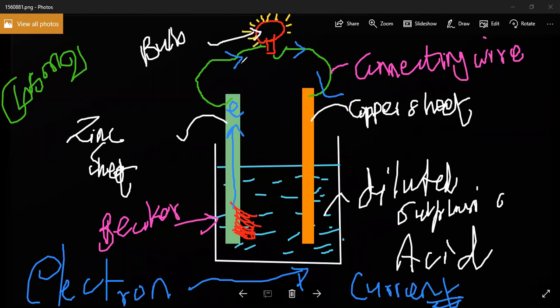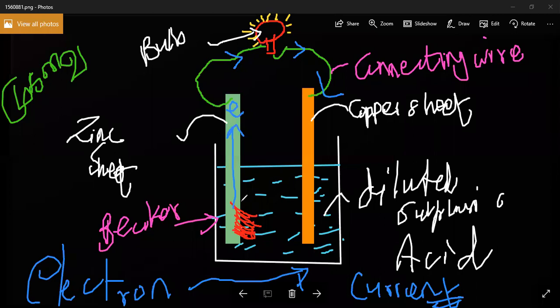Bulb என்ன செய்யும்? Bulb பத்தும். அப்ப zinc dissolve ஆகினா என்ன செய்யும்? Electron produce ஆகும். Because of the production of electrons, the current will be produced and the bulb lights up.